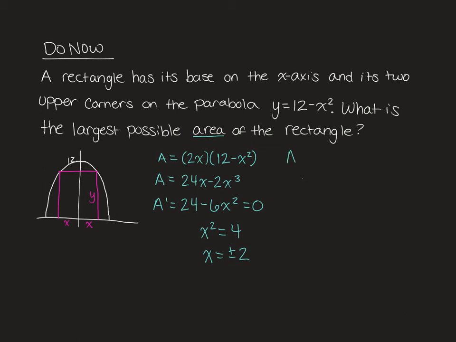Well, if we plug it in to our original A, we will get 24 times 2 minus 2 times 2 cubed, which will give us 32. If we plug in negative 2, that will actually give us a negative 32. So the maximum area of the rectangle is 32 units squared because we're talking about area.